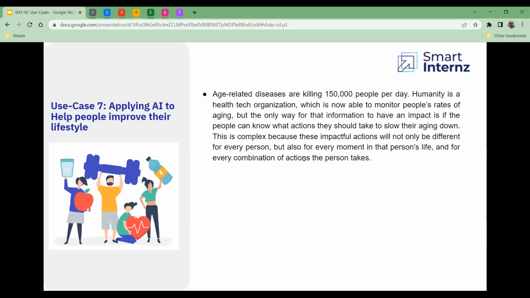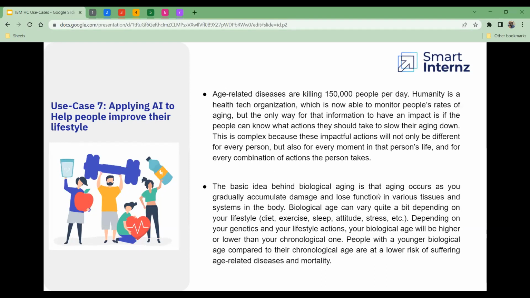The basic idea behind biological aging is that aging occurs as you gradually accumulate damage or loss of function in various tissues. Why are we getting damage and loss in various tissues? Because we are not utilizing the tissues effectively, because of a poor lifestyle: diet, exercise, sleep, stress. These are the different factors accumulating and causing age related issues to come earlier than they should.